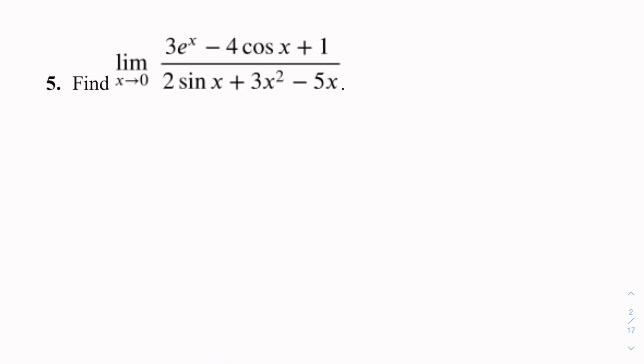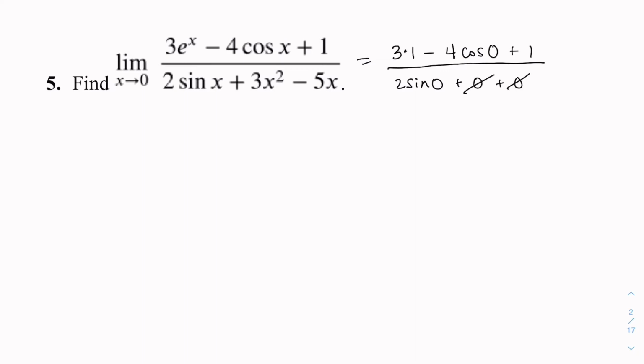All right, let's try number 5. So it's starting to look a little trickier, but as always, we'll simply plug it in, see what happens. Plugging in 0, I get 3 times e to the 0. Anything to the 0 is just 1. Minus 4 times cosine of 0 plus 1, all over 2 sine of 0 plus. Now this, when I plug in 0, will just collapse. And when I plug in 0 into the final term, that will also collapse.